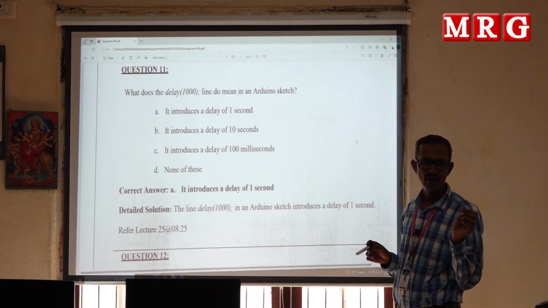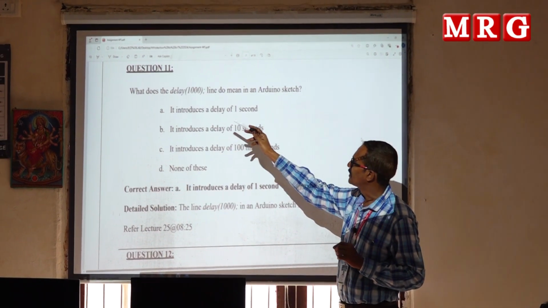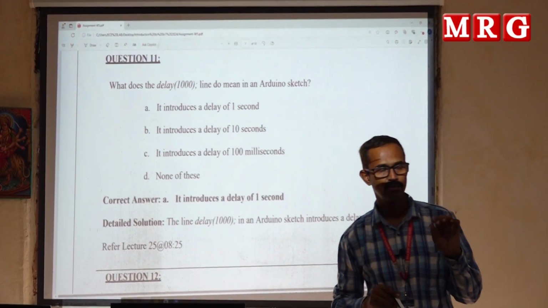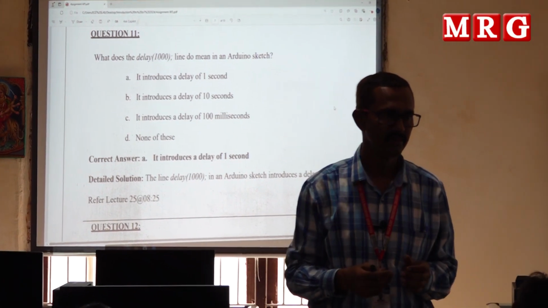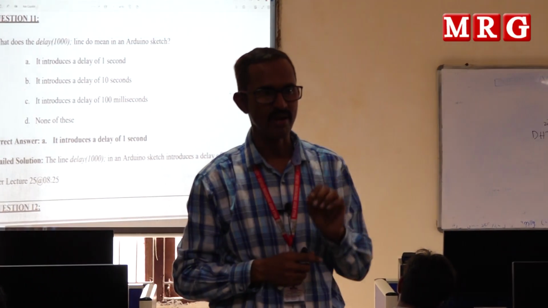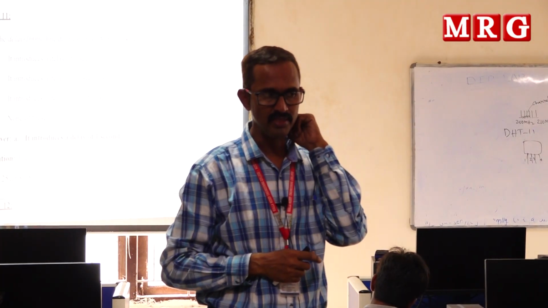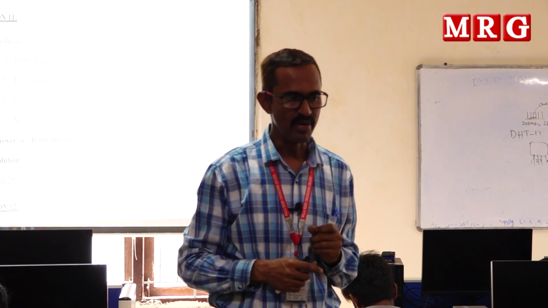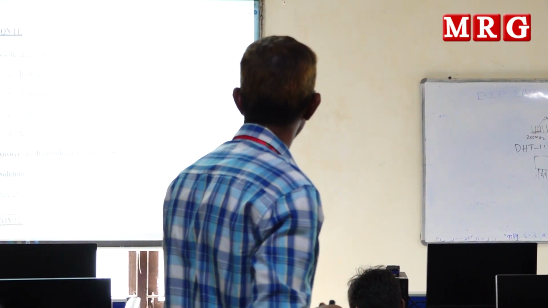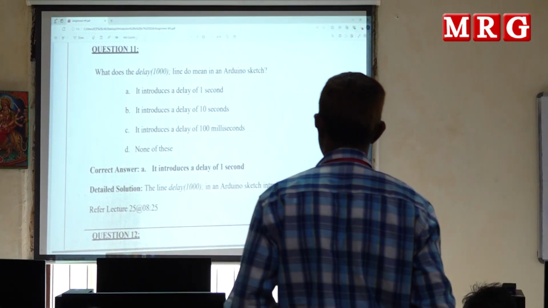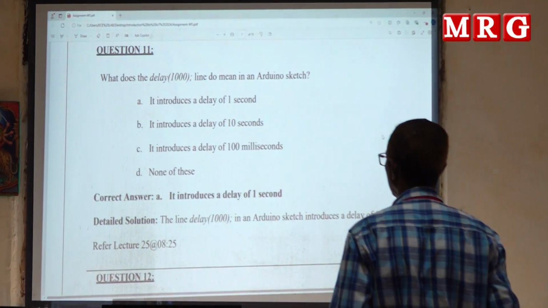Yeah, this is also a coding related question. What is the delay? Delay 1000. Normally to add delay in a firmware program, we use the delay command in embedded C. 1000 means what? 1000 milliseconds, not seconds. So how much delay is created?